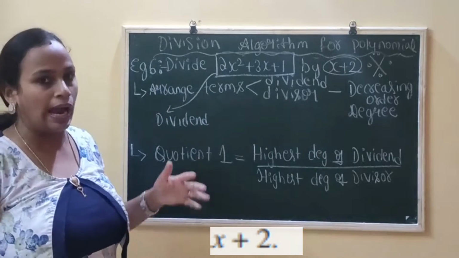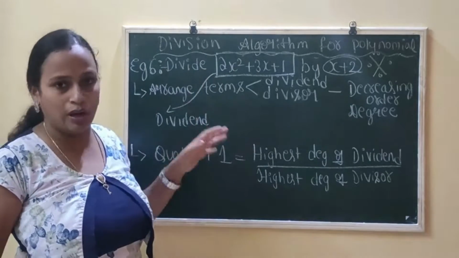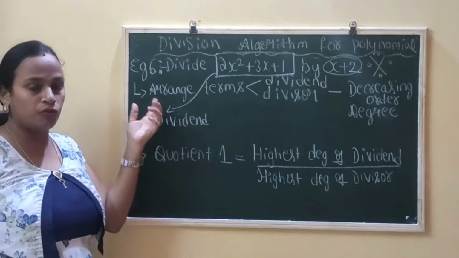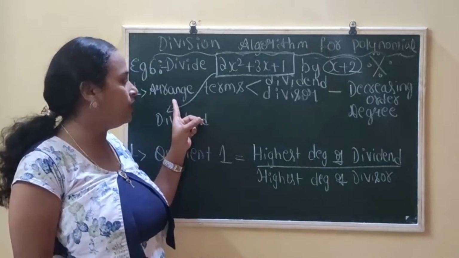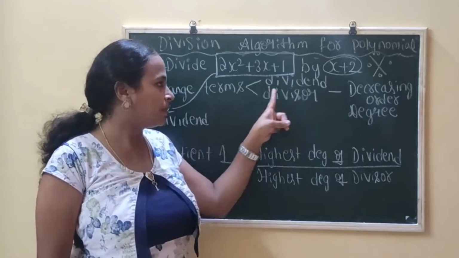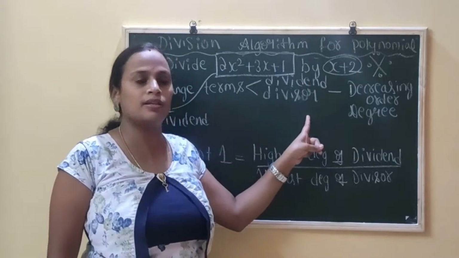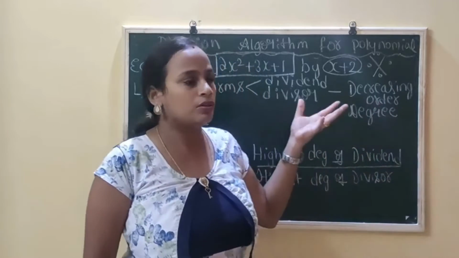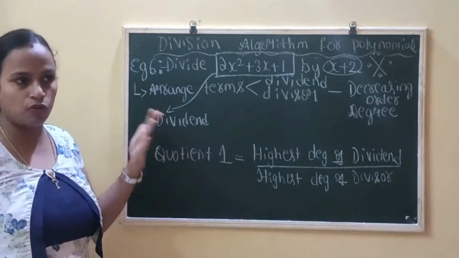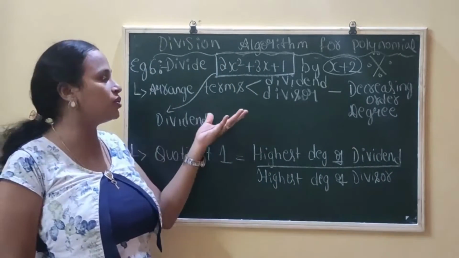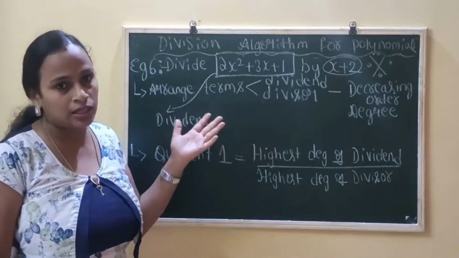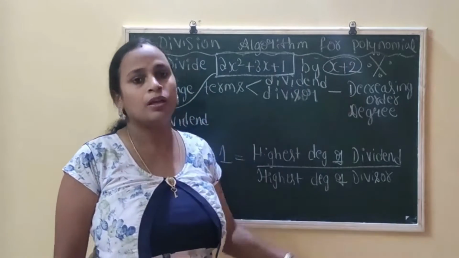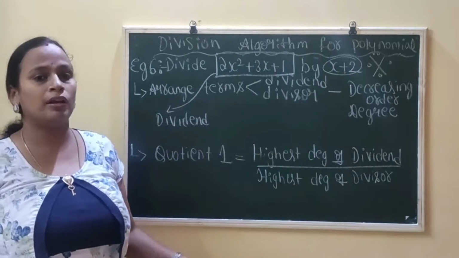Before going to the actual algorithm, one prerequisite we need to check is that we arrange the terms in both the dividend and the divisor in decreasing order of the degree. This is the prerequisite before starting your problem. First you need to check whether this condition is satisfied.